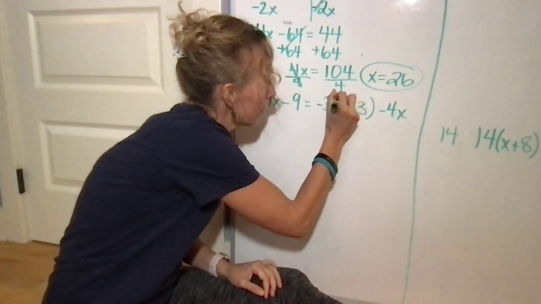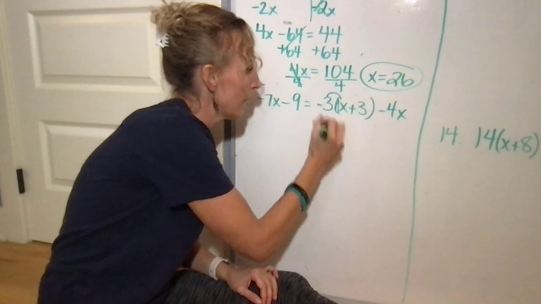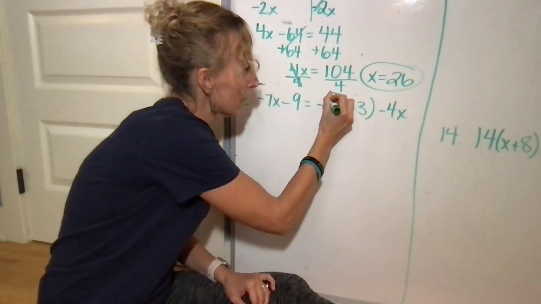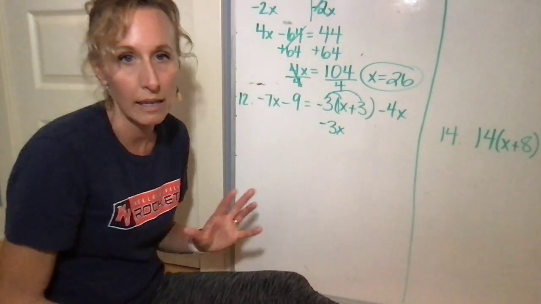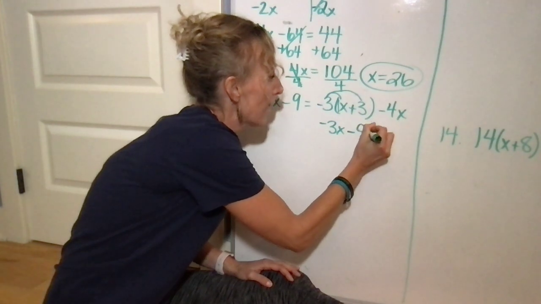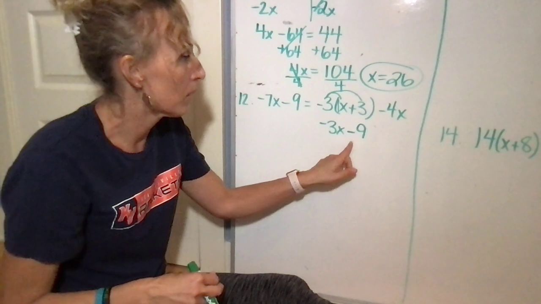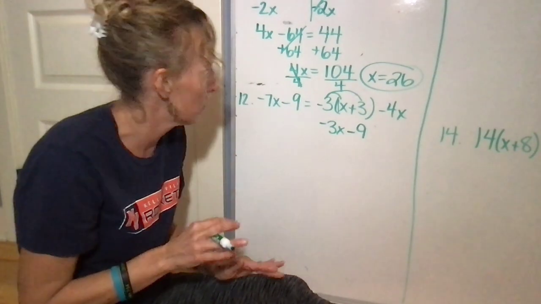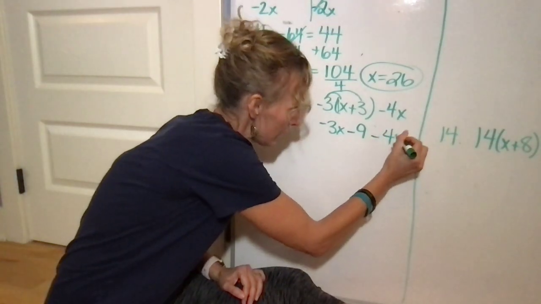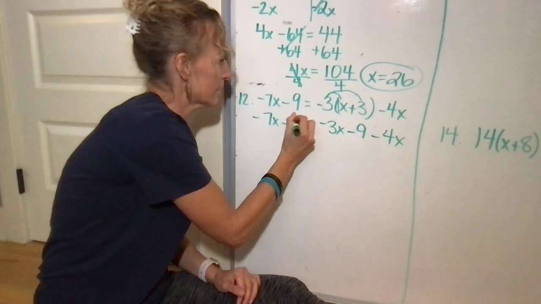So let's put a 1 in front of the x here, and let's distribute. So negative 3 times 1x is negative 3x. Now don't forget this one, negative 3 times positive 3 is negative 9. So we just write it down just like this. Don't add extra negatives. We're going to exchange negative and minuses, okay? Now don't forget about this guy, minus 4x goes over. It's right here. And then our equal and negative 7x minus 9 here.